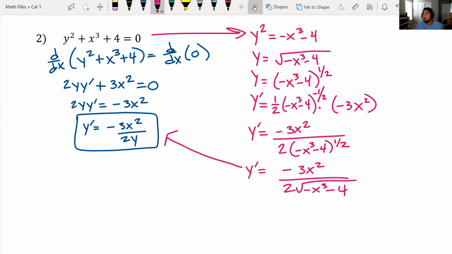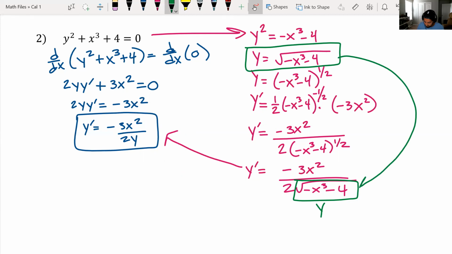But you can find some similarities here. One, both numerators are negative 3x squared. We have a 2 in both denominators. But do I have the same y value down below? And that answer is yes. Do you see it? Right here. y is the square root of negative x cubed minus 4. So the square root of negative x cubed minus 4 becomes y. And now, do we have the same answer? And that is a yes.